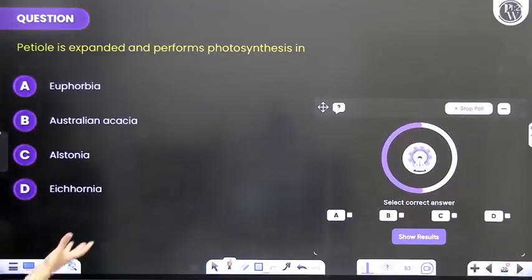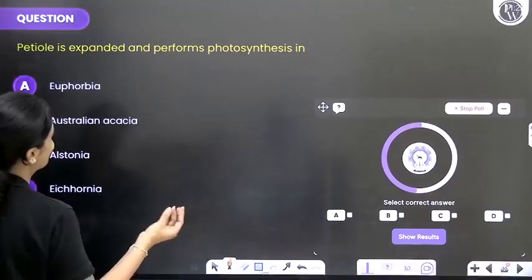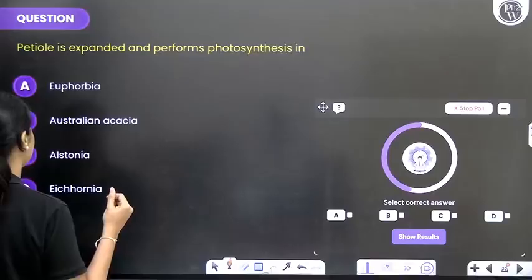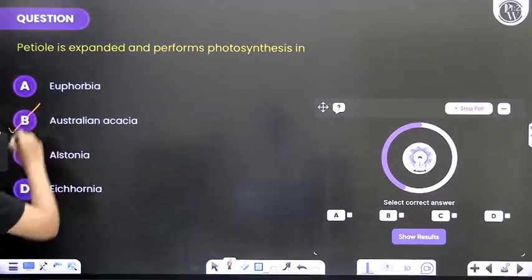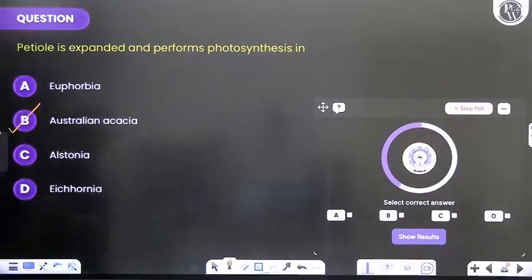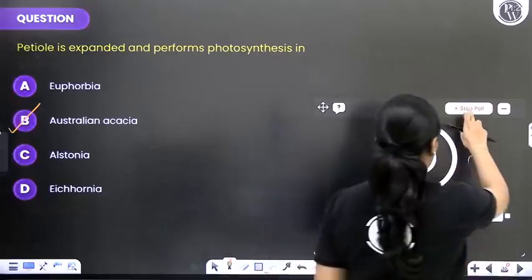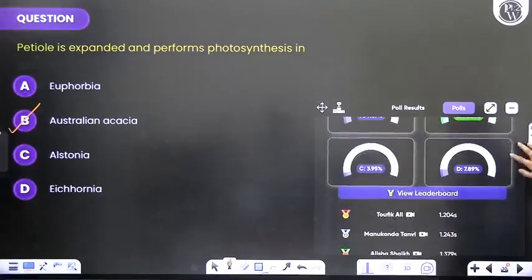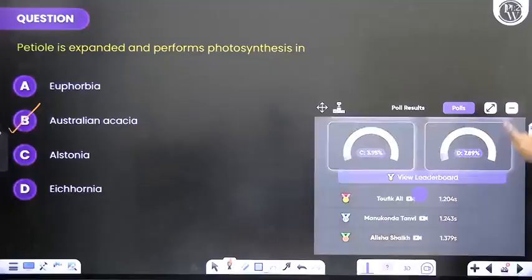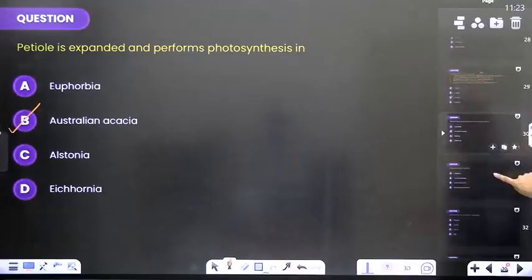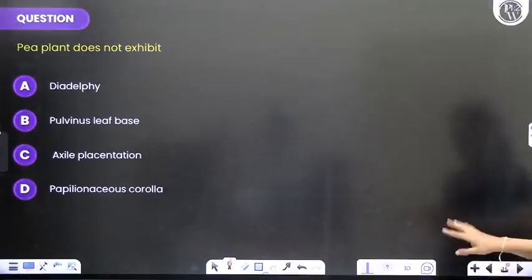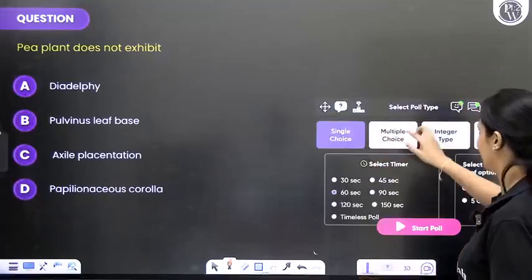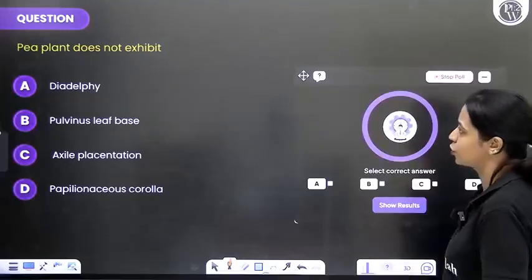Petiole is expanded and performs photosynthesis in Australian acacia. It forms a phyllode, right? So here option B is the correct answer. Almost 80%. Tawfiq, Tanvi, Alisha, top 3. Good job guys. Tawfiq, Alisha, very frequently I see these names in the top. Good job.